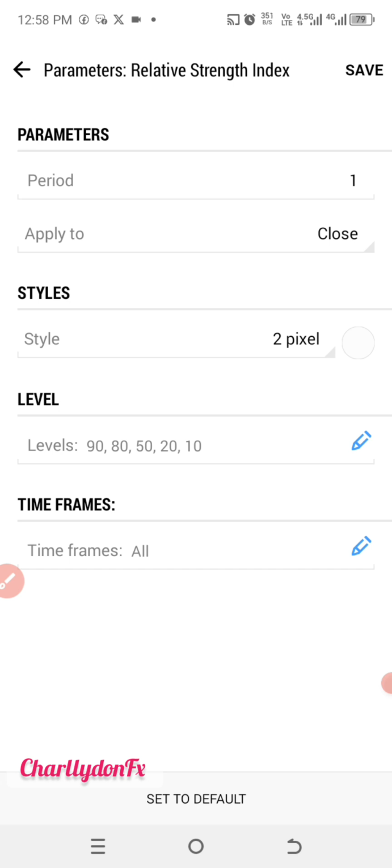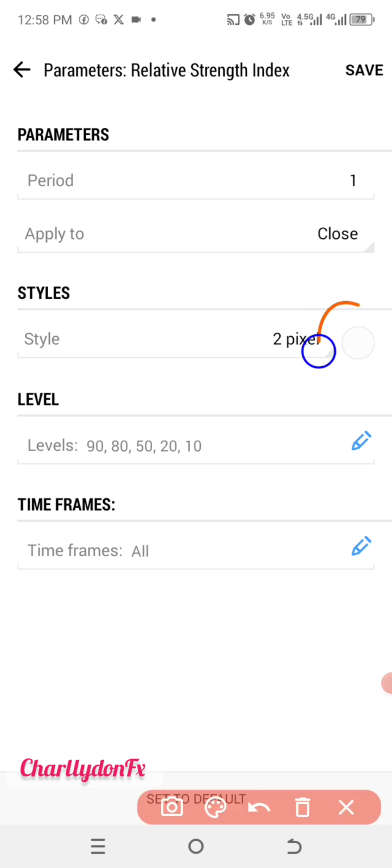Like I explained in the other explanation, if your chart background is white, you also use white. If your chart background is black, you use black. Mine is white, so that's why I'm using white here. So we have our levels here.